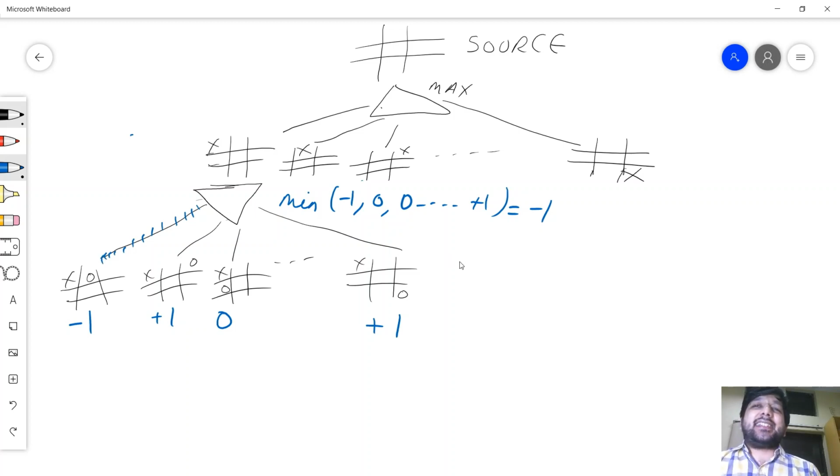This has an assumption. It's obviously called the rationality assumption or the optimal player assumption, which means you assume that the person whom you are playing with is an intelligent agent. It plays the best moves possible.